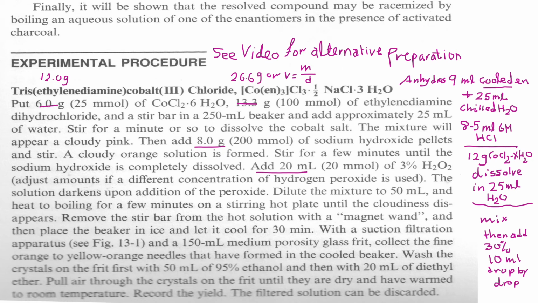Then after a while you oxidize the mixture, the cobalt ethylene diamine, with 30% hydrogen peroxide, a total of 10 ml. You add it drop by drop to a cooled solution to avoid bubbling the solution out of the beaker.